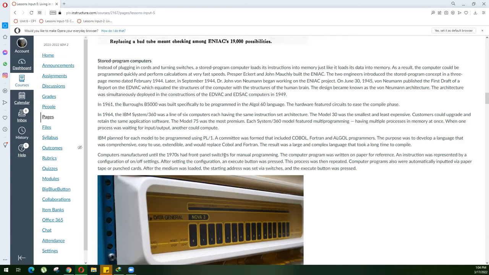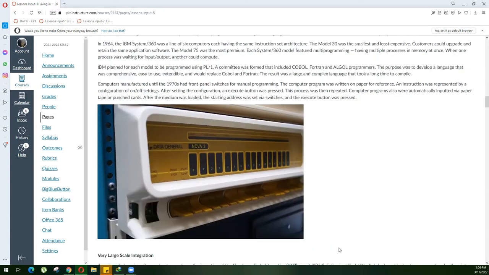Programs were automatically inputted by a paper tape or punch card. After the medium was loaded, the starting address was set via switches, and the execute button was pressed.